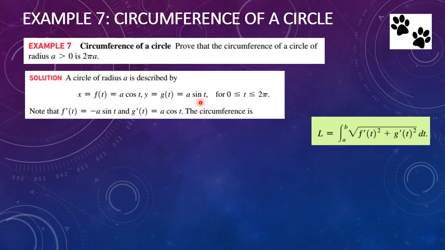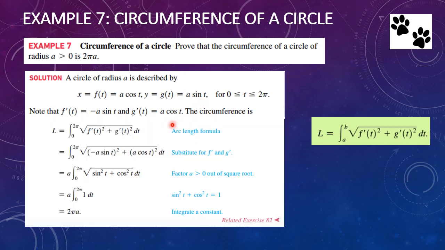So we can find the circumference by using the arc length formula. L equals the integral from 0 to 2 pi of the square root of f prime t squared plus g prime t squared. So we simply substitute in those values for f prime and g prime. And notice that what we get here is sine squared t plus cosine squared t. And of course, sine squared t plus cosine squared t is equal to 1 by the Pythagorean theorem.